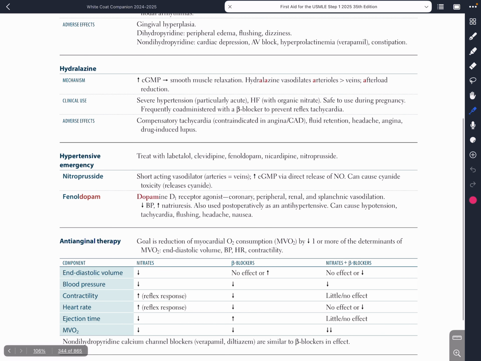Next medication, hydralazine. Hydralazine is a medication that causes smooth muscle relaxation by increasing cGMP.